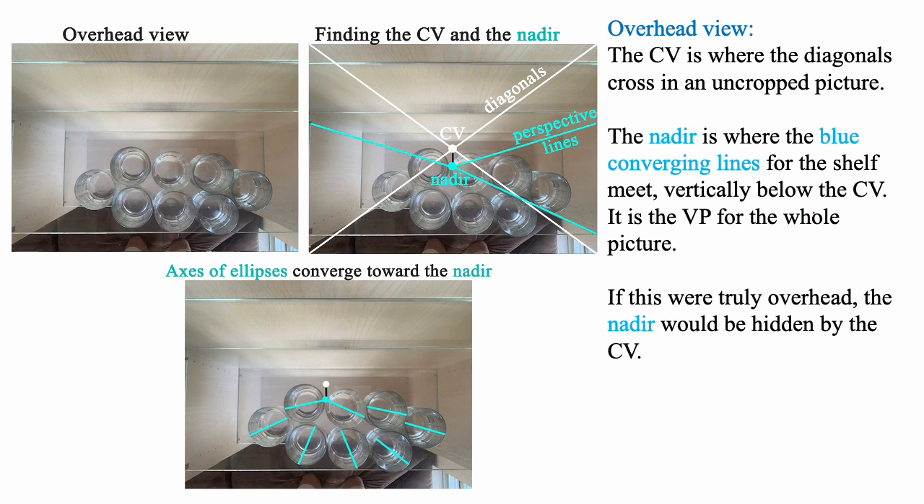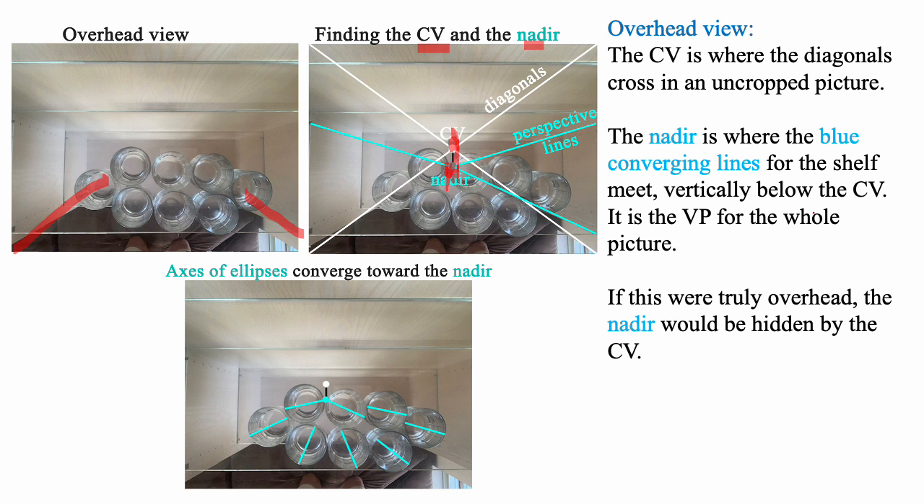This is an overhead view of glasses on a shelf. So let's find the center of vision and the nadir. The center of vision is also the center of an uncropped photo where the diagonals cross. Where's the nadir? Well, if we follow the perspective lines of the picture, we will come to the nadir, which is the vanishing point for the whole picture, and it's vertically below the center of vision.